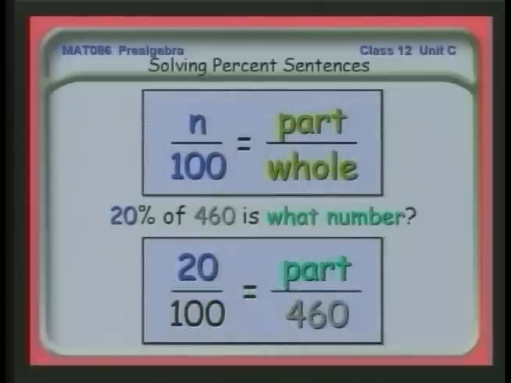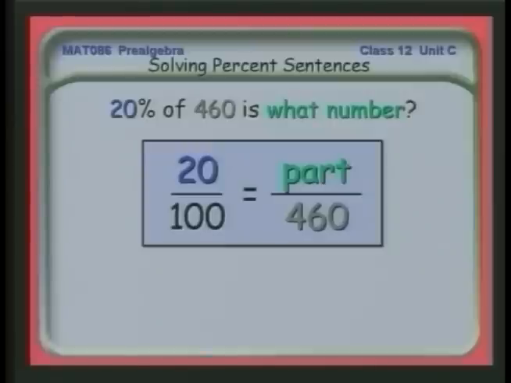Here's how we set this up then. Remembering this ratio, N is to 100 as the part is to the whole. Now we have this simple word sentence. 20% of 460 is what number? Since we have 460 following the "of", that must be the whole. We see that N is equal to 20. In this case, we don't have to change the 20% to a decimal because N is defined as the percentage. We have now the proportion 20 is to 100 as the part is to the whole. Let's continue with the math.